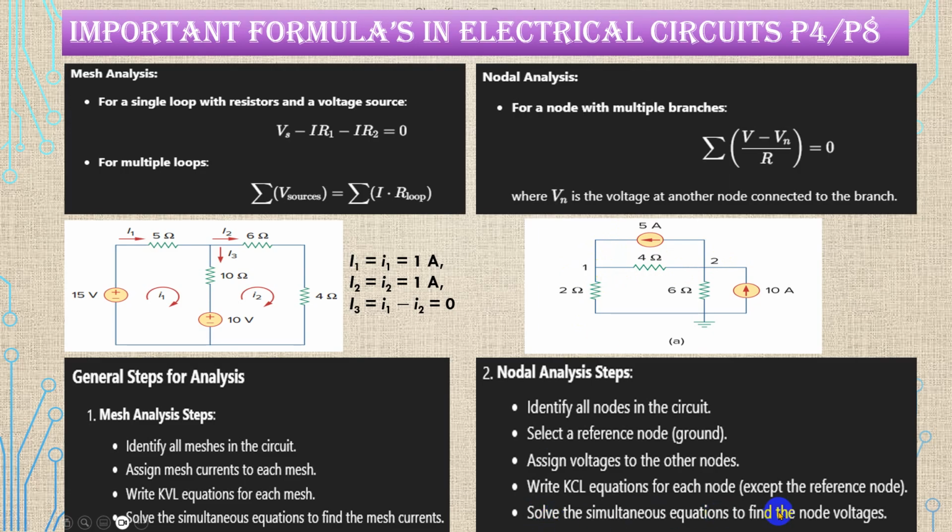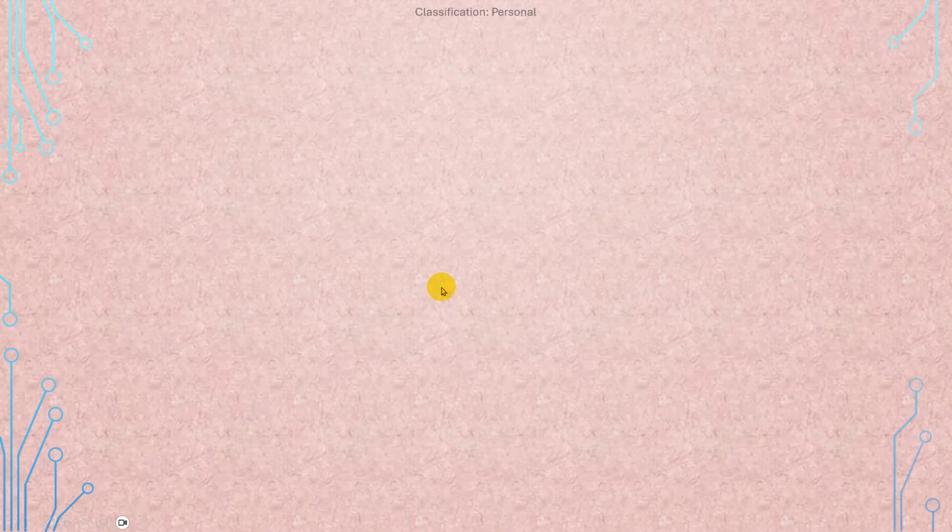Now solve the simultaneous equations to find the node voltages. V1 and V2 are the unknowns and we are getting two KCL equations. So like this we will get the values. So this is mesh and node analysis.